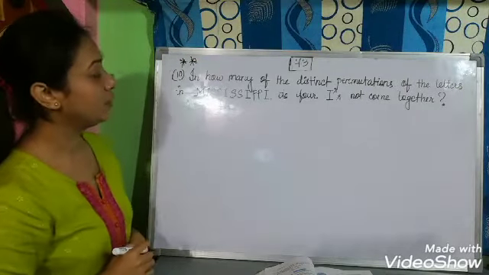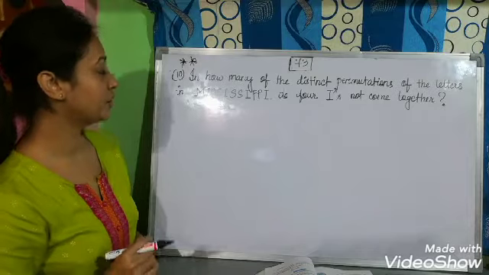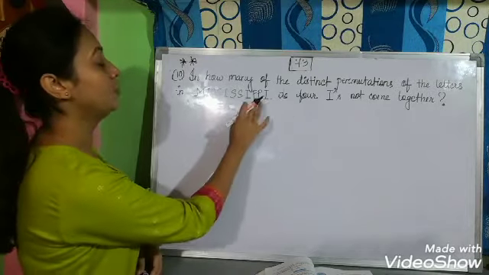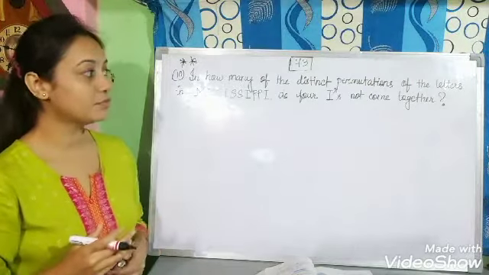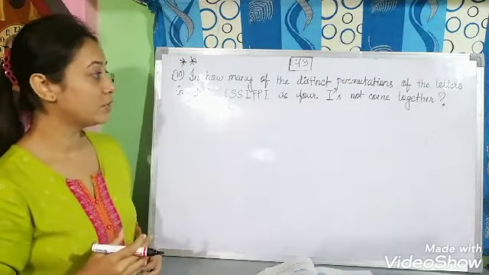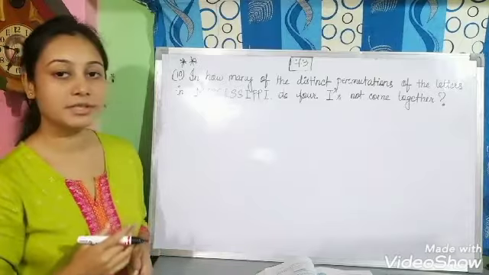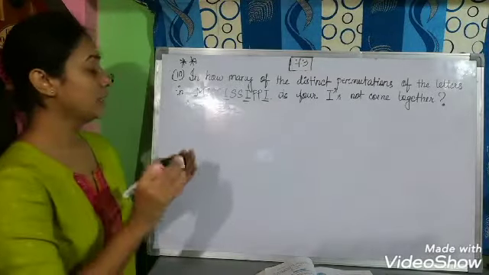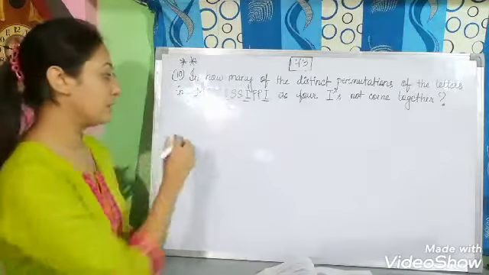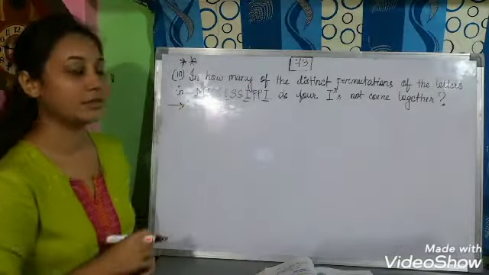So the question is, in how many of the distinct permutations of the letters in Mississippi do the 4 I's not come together? So you are given to find in how many ways you can arrange the letters of the word Mississippi so that the 4 I's, you see I is occurring 4 times, should not come together. That is the question which you are given to find.